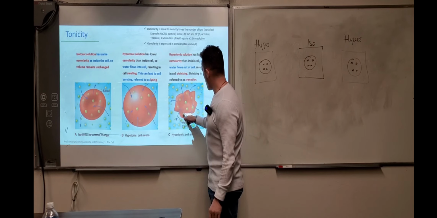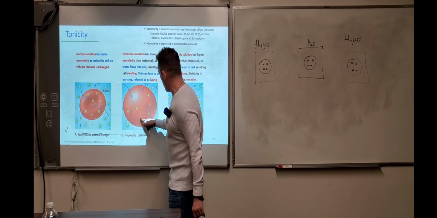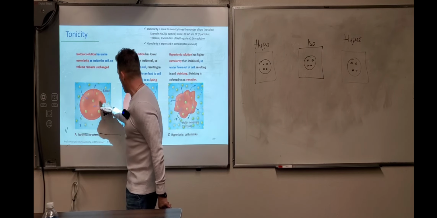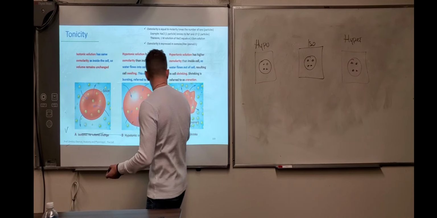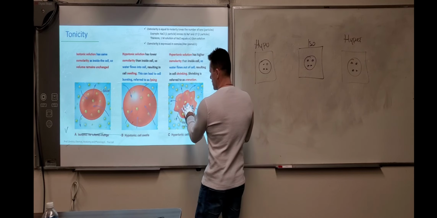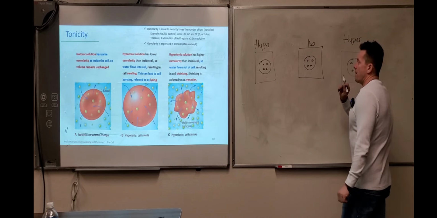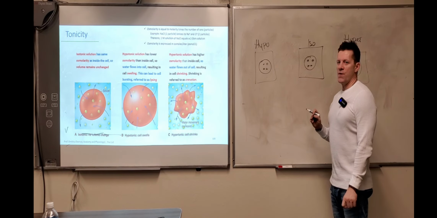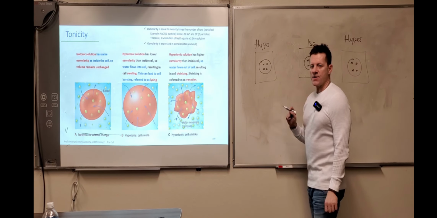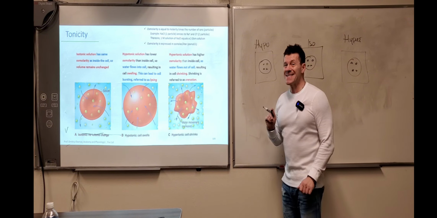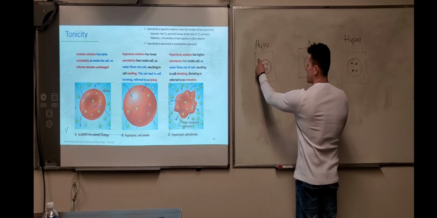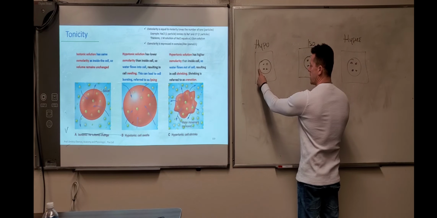1, 2, 3, 4, 5, 6, 7, 8. 1, 2, 3, 4, 5, 6, 7. Yeah, 7. So the solutes inside never change, right? But the tonicity definition states the concentration of solute in the solution. So the outside of the cell. Solution is outside of the cell.